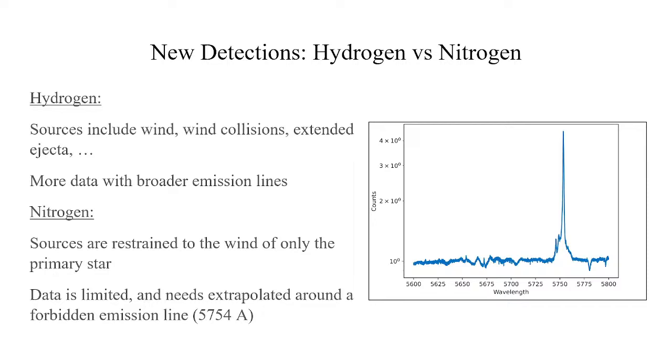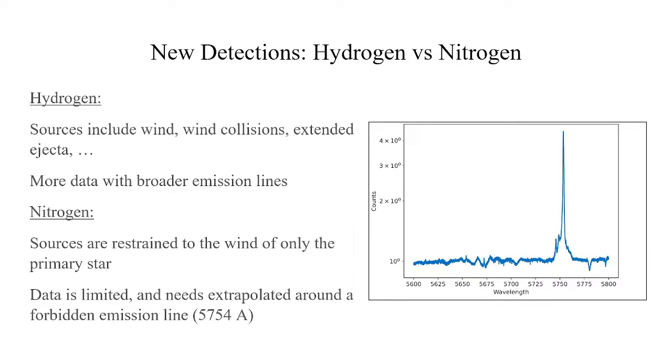First off, just comparing hydrogen versus nitrogen. Hydrogen is pretty much everywhere in the star. It can be caused from wind collisions, from ejecta, from pretty much anything. Both the primary and the companion star can eject hydrogen, so there's a lot more data and a lot more broad lines you can analyze. Whereas nitrogen, which is where I came in, has a source only in the primary star, because the companion star doesn't fit the parameters, the density and the heat, for nitrogen to develop. So when we look at nitrogen, we know it's going to be the primary star.